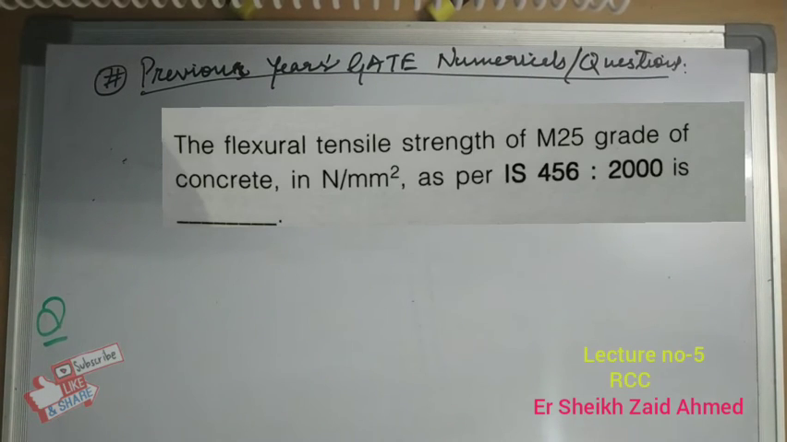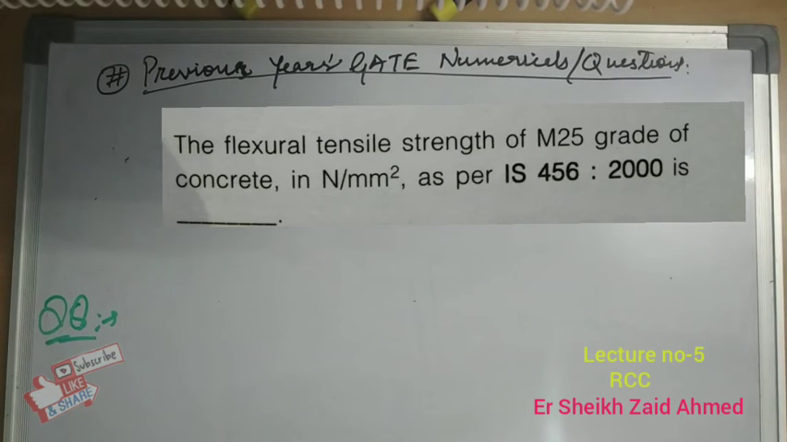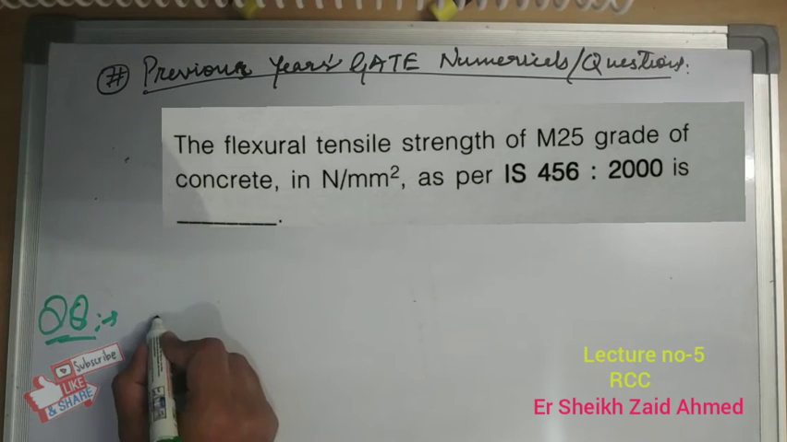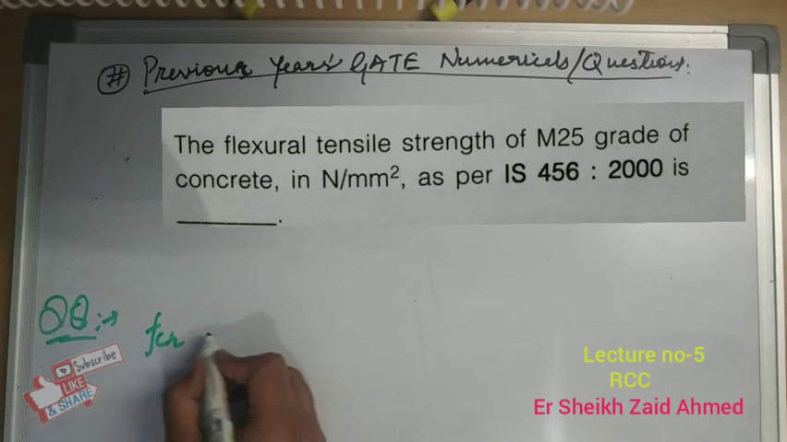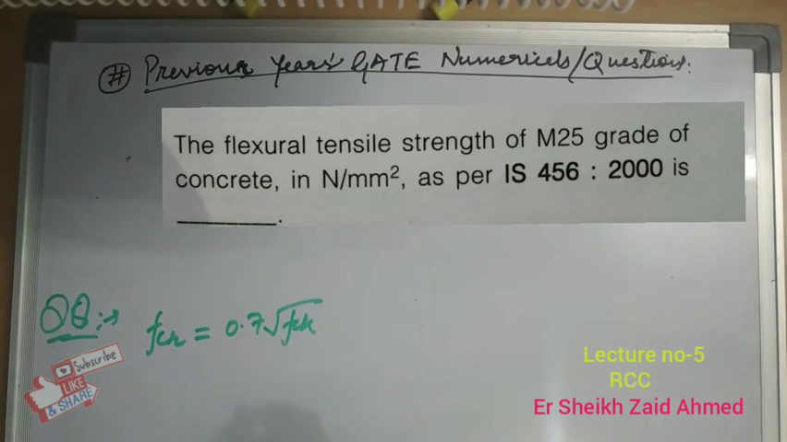The 8th question is a numerical data type question, and this was a 1 mark question in GATE 2014 in set 2. The question says the flexural tensile strength of M25 grade concrete in Newton per mm square as per IS 456-2000 is. We know that the flexural tensile strength is nothing but FCR, modulus of rupture, and its formula is given as 0.7 under root of FCK, where FCK is the characteristic strength of concrete. In the question he has given M25 concrete, so our FCK will be 25.